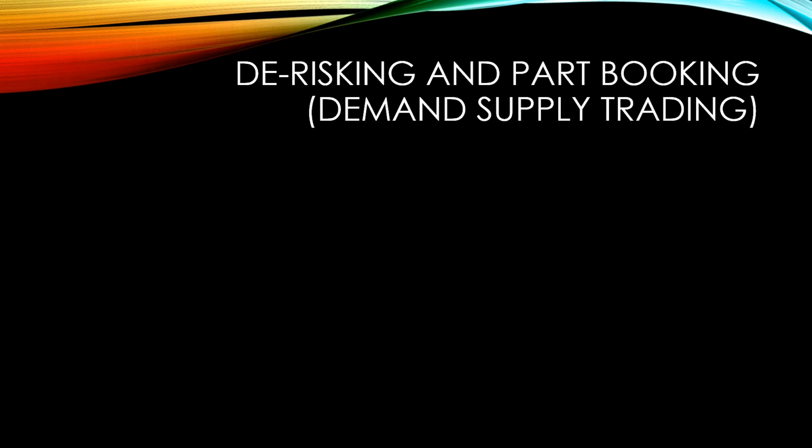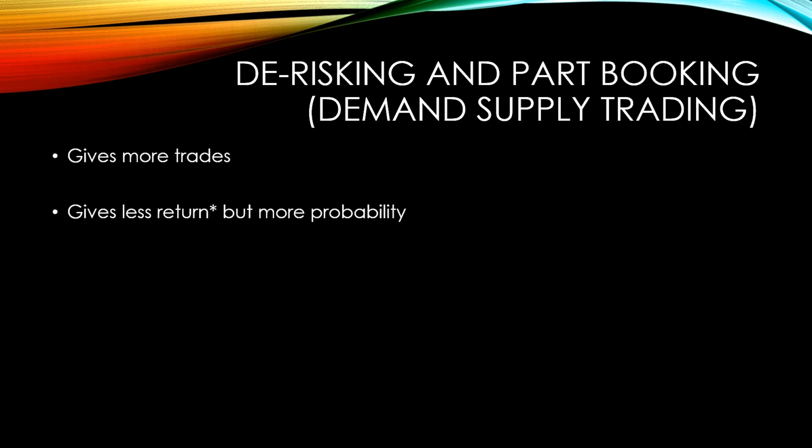Then there is another method of de-risking and part booking. This is useful with demand and supply trading. It is also a good method. It gives more trades. The return is less because the position is decreased gradually. But in campaign mode, if initial risk to reward is 4R, then by gradually increasing the position size, we may go on to get 10 or 50R as well. So better returns are possible with pyramiding upside, but number of trades is less.